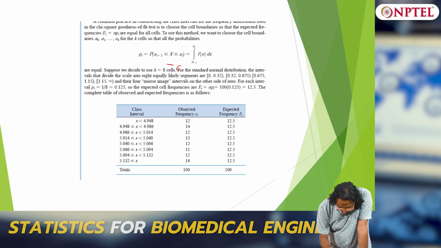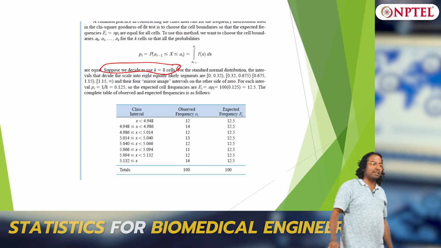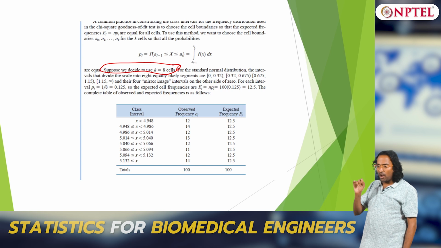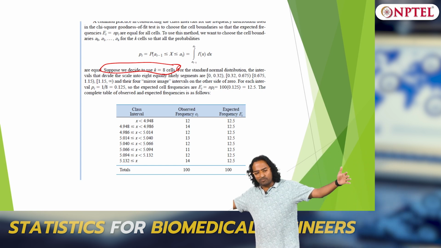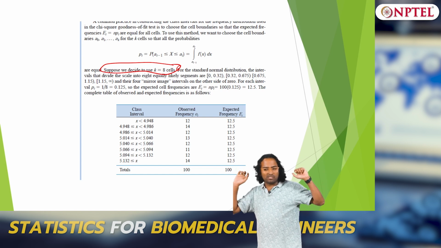Let us say we divide it into 8 cells. It is up to you to choose the number of cells. Remember, you have to discretize, you have to find regions, it is not a point. In the earlier problem we had a point because that is a Poisson distribution, a discrete distribution. Here the values span from minus infinity to infinity, it is truly a continuous distribution.